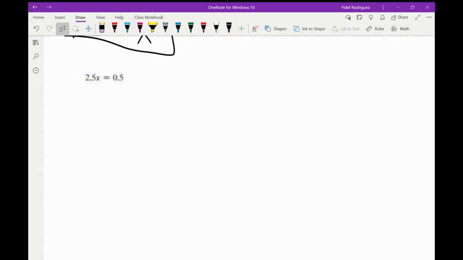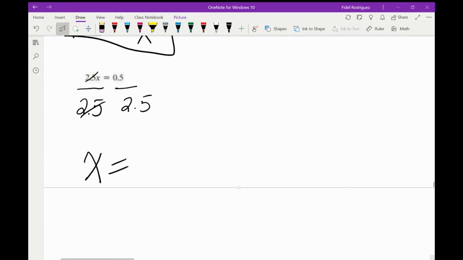So this next one here, guys, same kind of process, right? I'm trying to get the x by itself. So I'm going to go ahead and divide everything by 2.5 because that is the number that's in front of my x. I'm always trying to get rid of the number in front of my x. And so I'm just going to do this on my calculator. I'm going to type in 0.5 divided by 2.5. And I'm coming up with a 0.2.